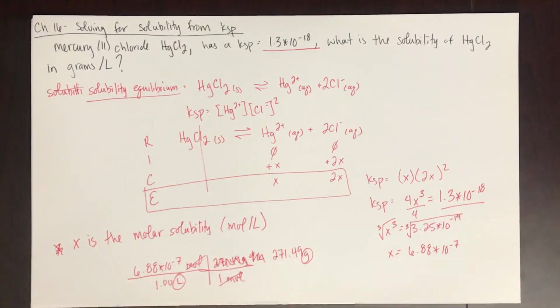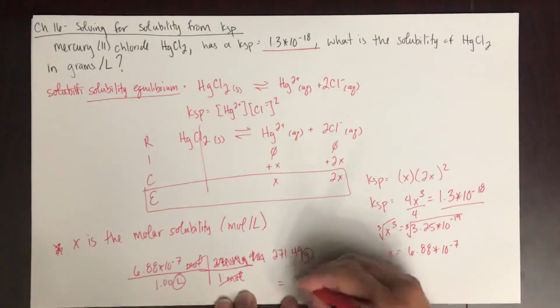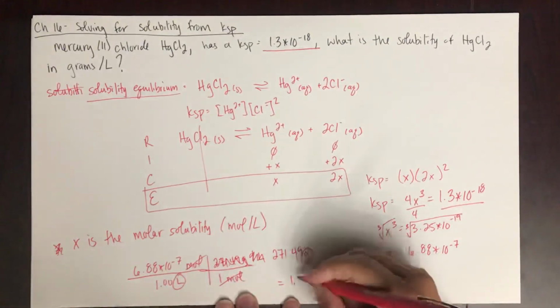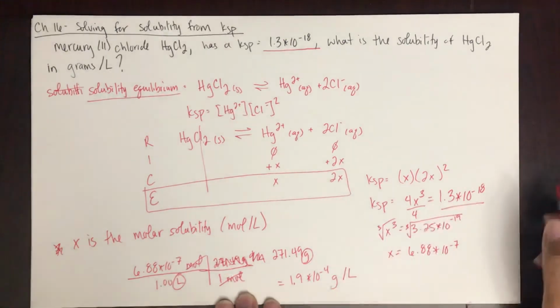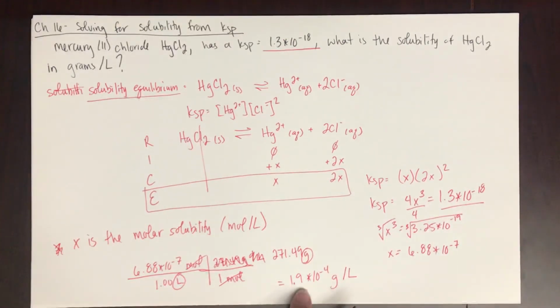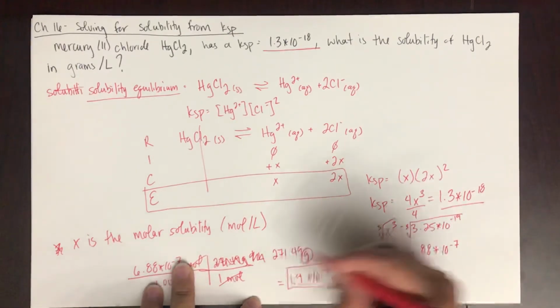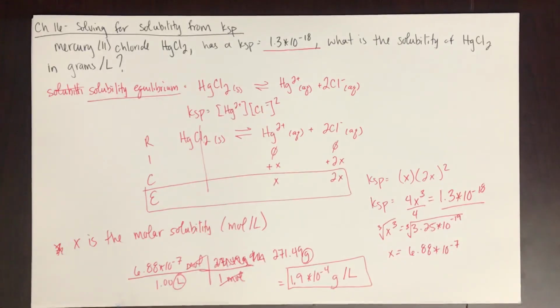So 271.49 times 6.88 times 10 to the negative 7th is about 1.9 times 10 to the negative 4th grams per liter, with two significant figures. So only 1.9 times 10 to the negative 4th grams of mercury 2 chloride would dissolve in 1 liter of water. That's what it means when the KSP is 1.3 times 10 to the negative 18th.